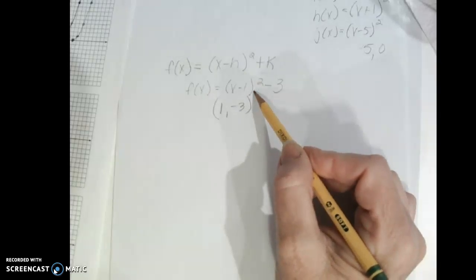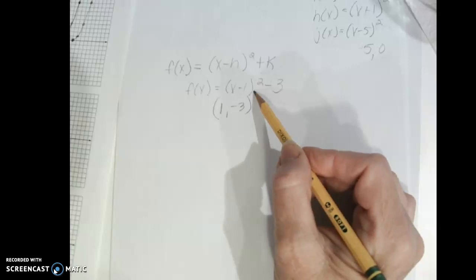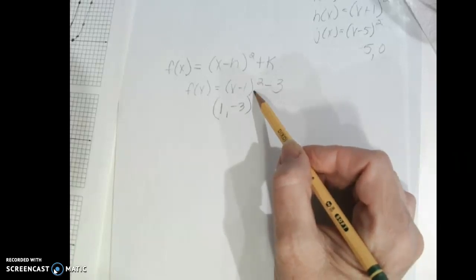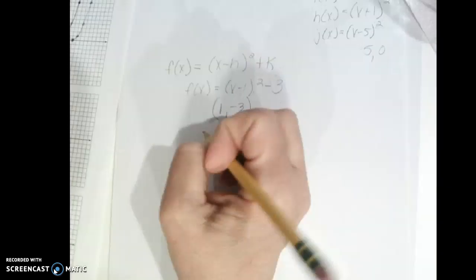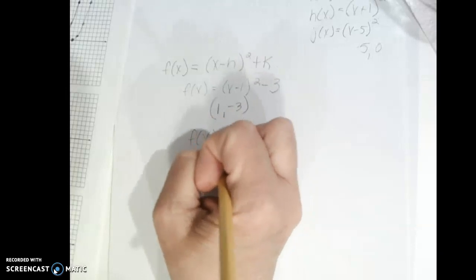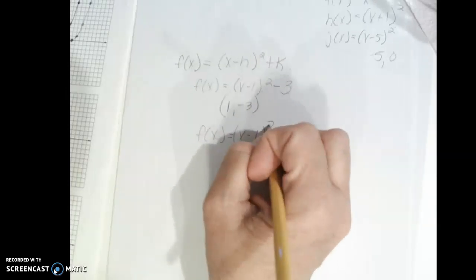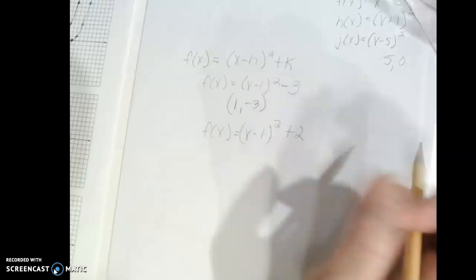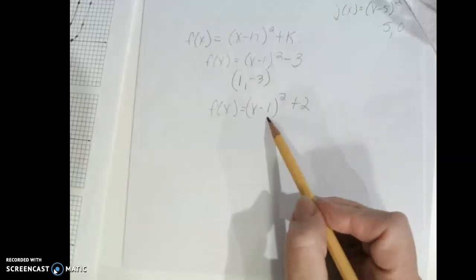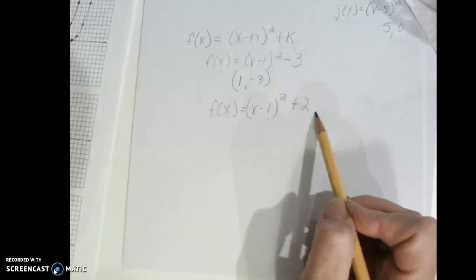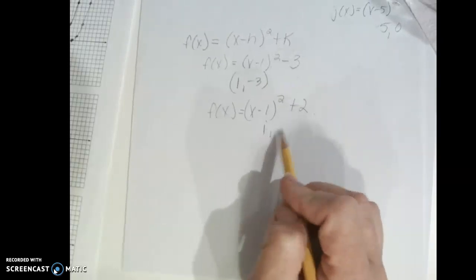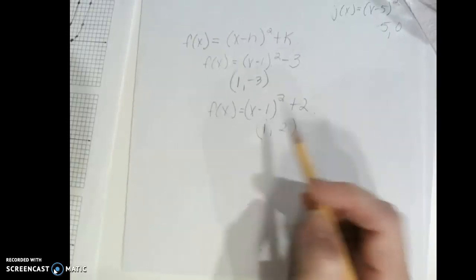And you could always graph points and you would be able to figure this out. But this is just telling us how we can look at something and we can easily tell where the vertex is. If I had f of x is equal to (x minus 1) quantity squared plus 2, this means it's moving right 1, up 2. It's going to have a vertex of (1, 2).